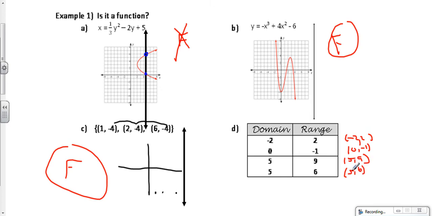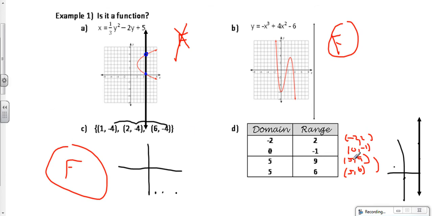Notice that these two here have the same x values. So if I graph it, I have -2, 2, I have 0, -1, I have 5, 9, and 5, 6. This one would definitely not pass a vertical line test. On a graph, that's what it would look like. On a table, whenever we have the same x value going to a different y value, we would say it is not a function. It does not have one x value going to only one y value. So this one is not a function.